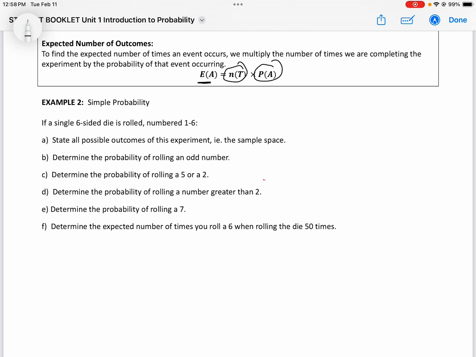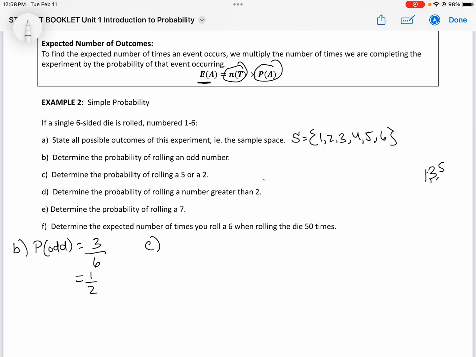If a single 6-sided die is rolled and it's numbered 1 to 6, state all possible outcomes of this experiment. First, the sample space is going to be 1, 2, 3, 4, 5, 6. And those are all of the possible outcomes. Now we're going to determine the probability of rolling an odd number. How many odd numbers are there from 1 to 6? There's 1, 3, 5. So there's 3 of them out of 6, which is a half.